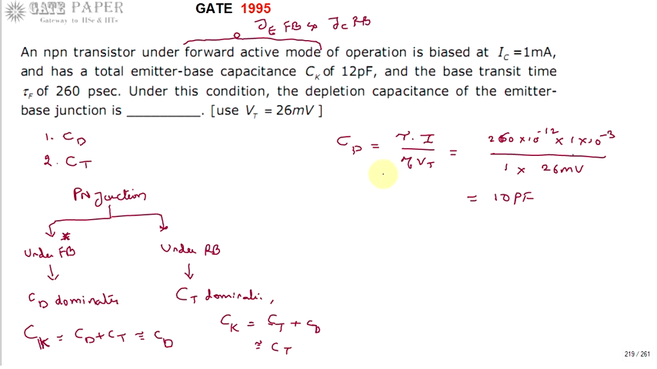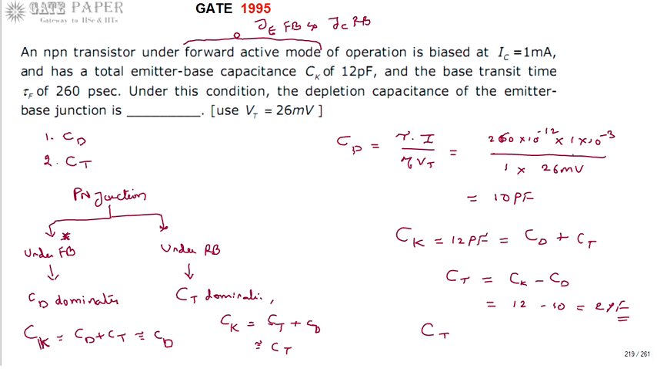So diffusion capacitance is 10 picofarad, and the total capacitance is given as 12 picofarad, which is the sum of diffusion plus transition capacitance. From this, transition capacitance is Ck minus Cd, so 12 minus 10, which is nothing but 2 picofarad. So the transition capacitance of the given question is 2 picofarad. Thank you.